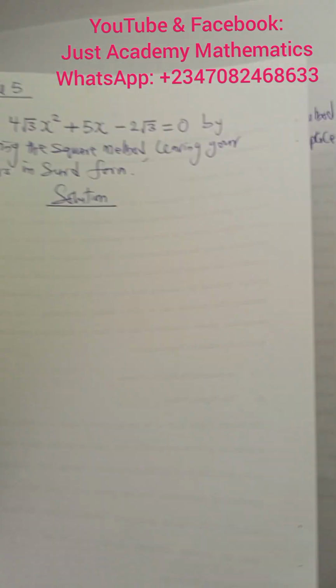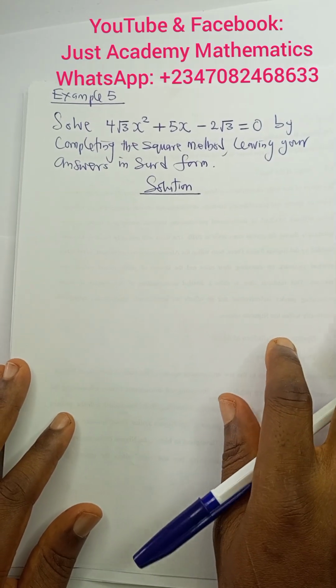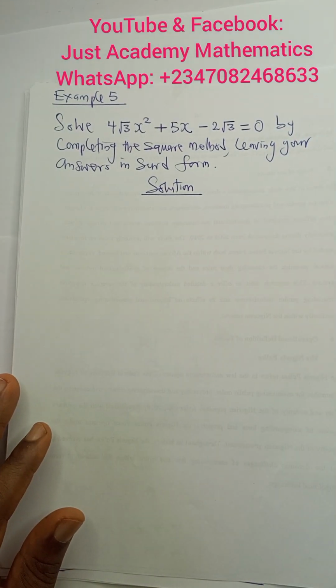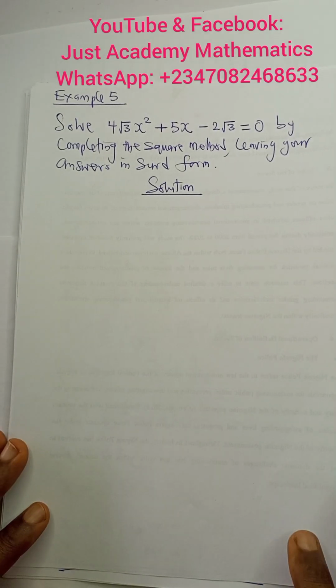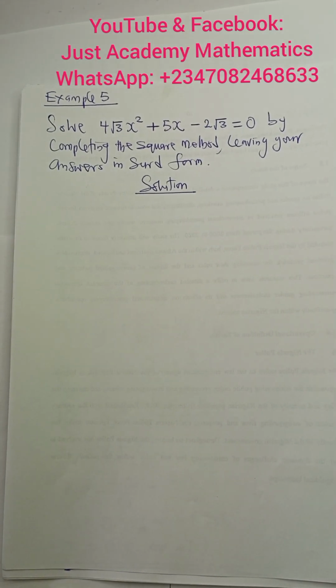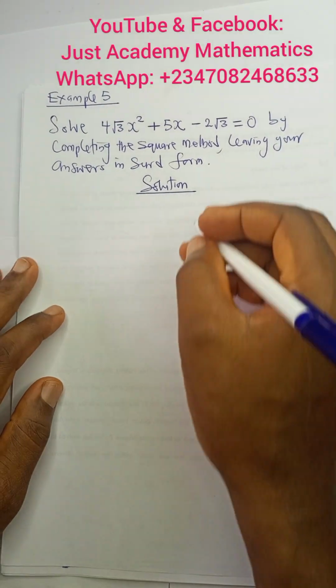Let's close the class with this example 5. Look at example 5, please. Example 5 says, solve by completing the square method and leave your answer in short form. So our goal this time around is to leave our answer in short form. So we follow the procedure again.